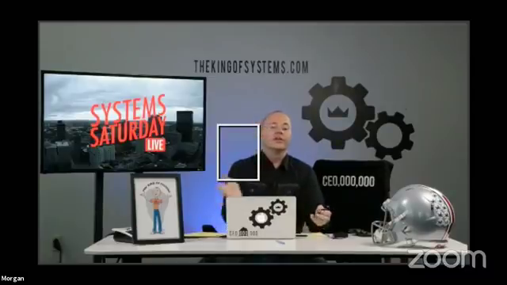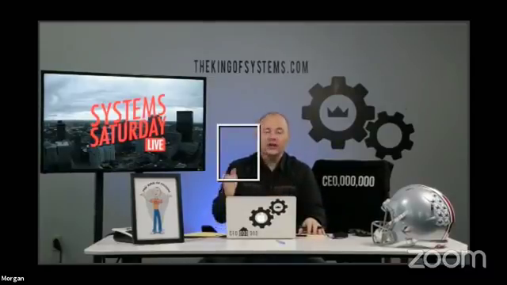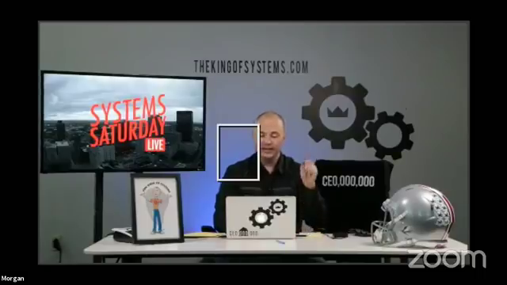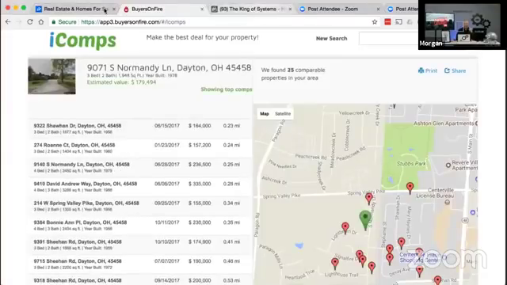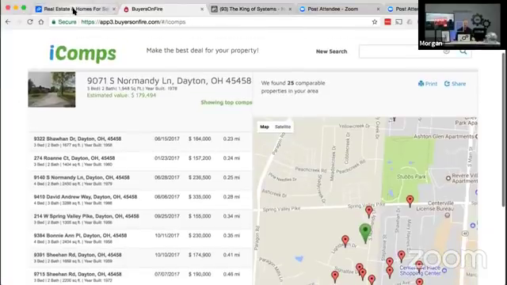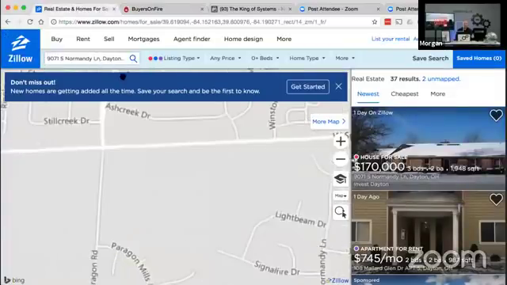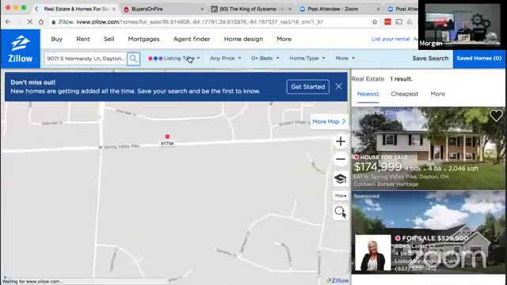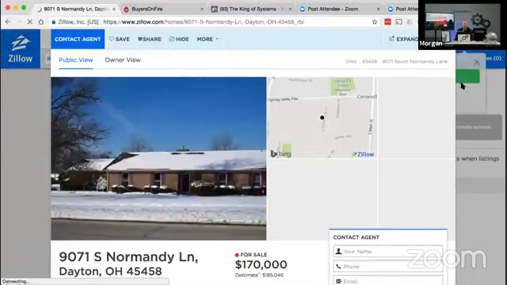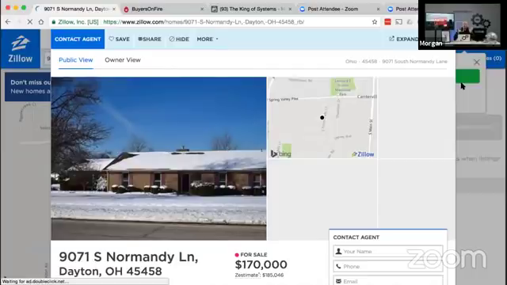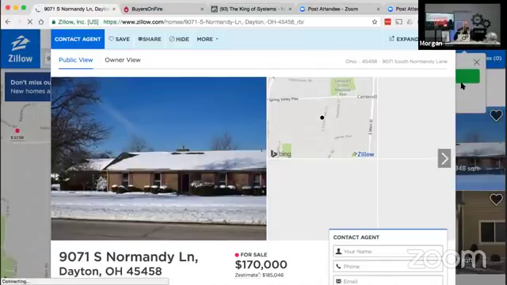Now, there's another type of property that is also a wholesale deal, which just so happens to be the same deal that I just covered on Normandy. So I'm going to take you back to this deal on Normandy because I want you to see it. 9071 Normandy right here, and I'm going to pull this up on Zillow so that you guys can see this, because it is listed right now. This is a fresh wholesale deal that we are doing right this second.